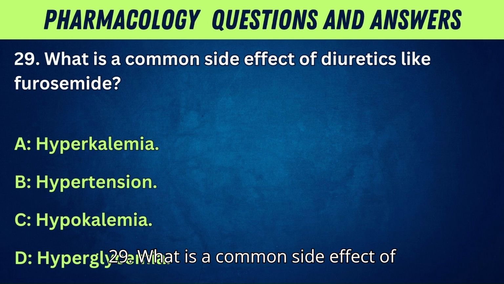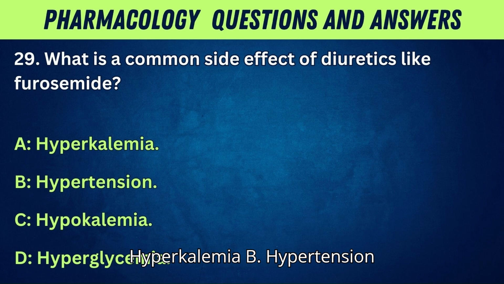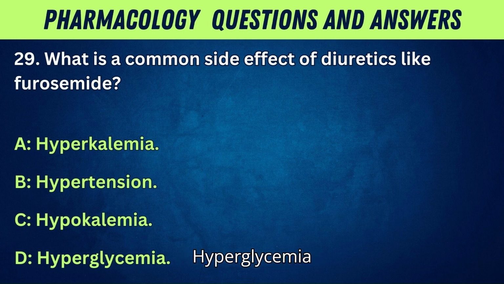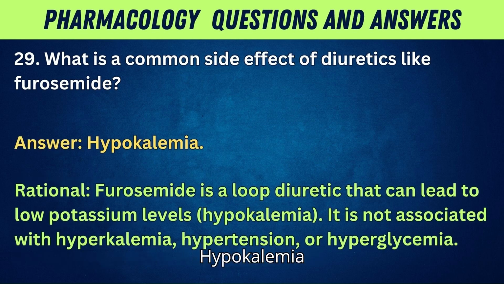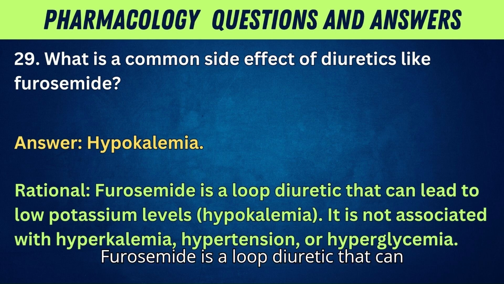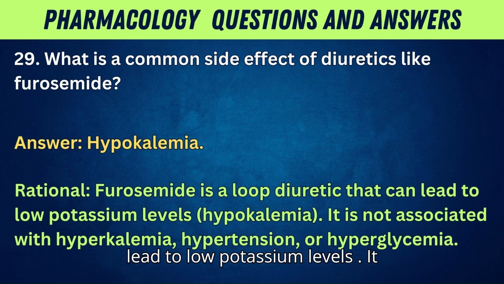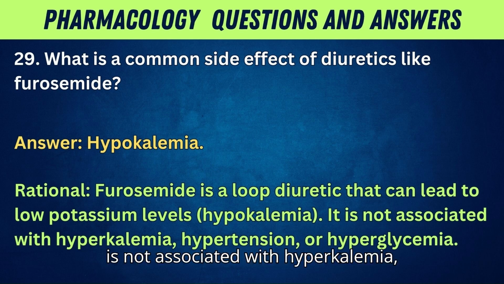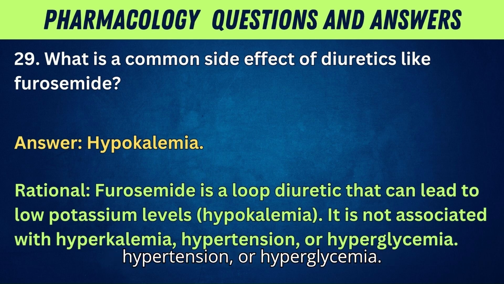29. What is a common side effect of diuretics like furosemide? A. Hyperkalemia. B. Hypertension. C. Hypokalemia. D. Hyperglycemia. Answer: Hypokalemia. Rationale: Furosemide is a loop diuretic that can lead to low potassium levels, hypokalemia. It is not associated with hyperkalemia, hypertension, or hyperglycemia.